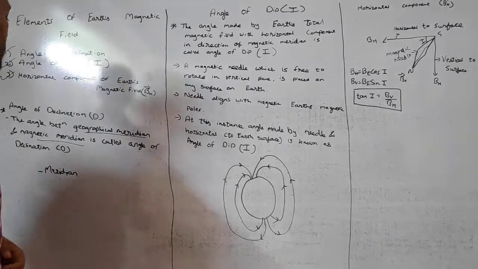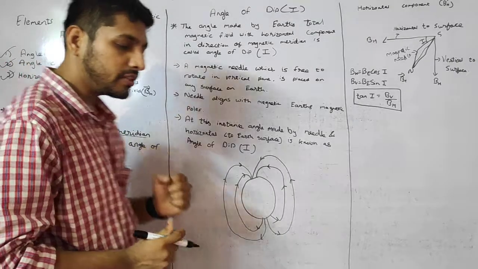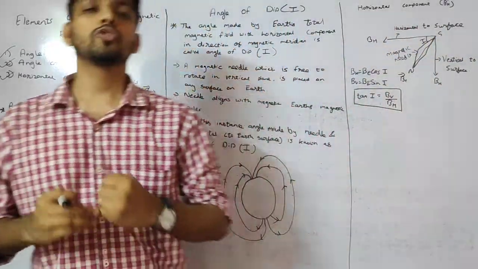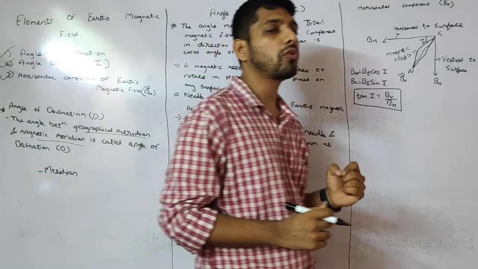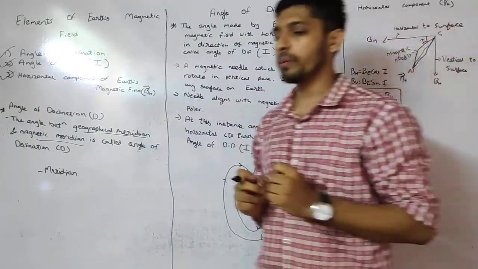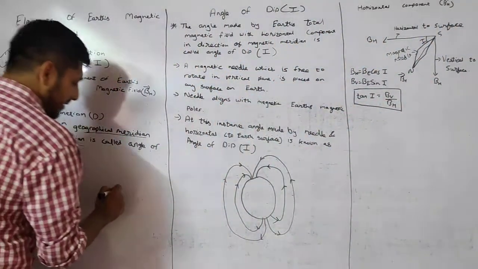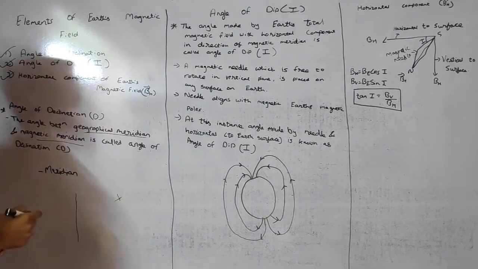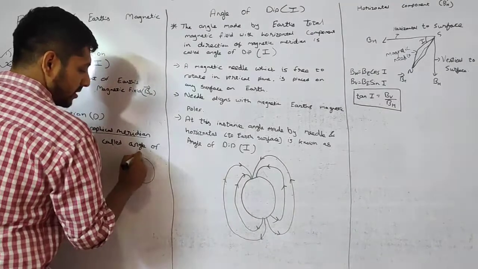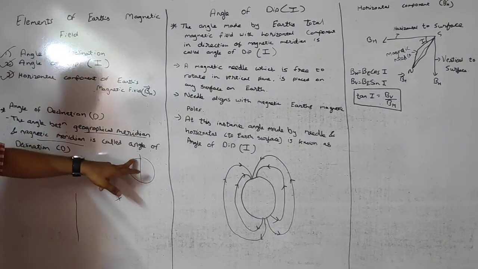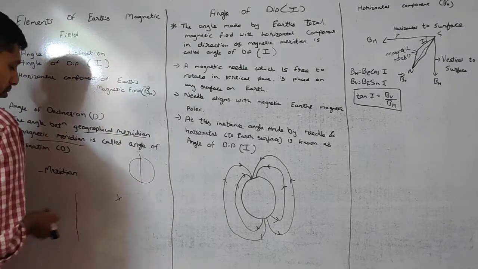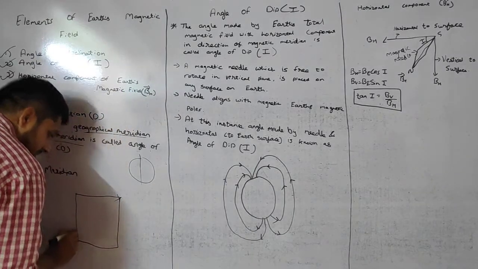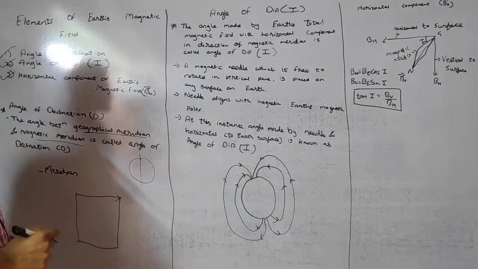Angle of declination is the angle between the geographical and magnetic meridian. But what is a meridian? A meridian is nothing but a plane which contains the axis and the point at which you want to know the magnetic field. Suppose at this point you want to find the magnetic field. The geographical meridian has the straight axis. This is Earth and this is the geographical axis, North Pole and South Pole. So if you want to find the geographical meridian at this point, you need a plane like this, which contains the axis as well as the point that is required.